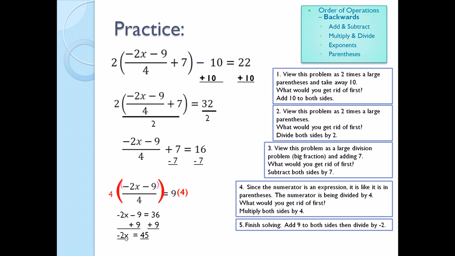Still have my negative 2x, which is negative 2 times x. And the opposite of multiplying by negative 2 is to divide by negative 2. And of course, negative 2 divided by negative 2 is positive 1x. And 45 divided by negative 2, it's a positive divided by a negative. So we know the answer is negative. And 2 does not go evenly into 45. So we're going to have a decimal or a fraction left. So we'll have x equals negative 22.5 or negative 22 and a half. Either way works for me.